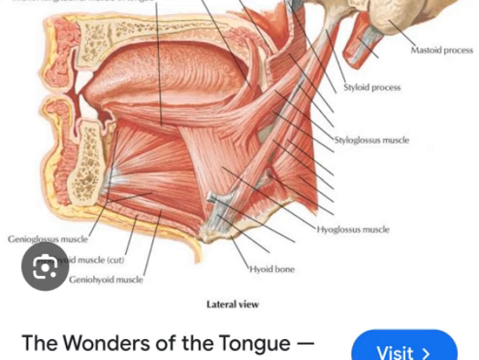Anatomy, Head and Neck, Tongue. Published by NCBI. Introduction. The tongue is a muscular organ formed by a complex arrangement of intrinsic and extrinsic muscles.